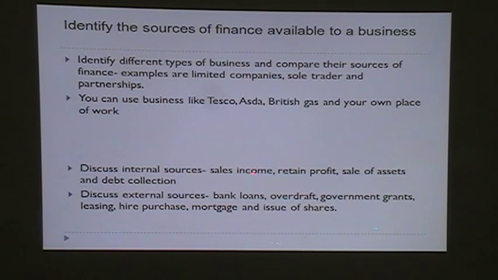For example, sales income or revenue, retained profit, sale of assets, and debt collection from debtors. The second part is for you to discuss and analyze external sources. For example, the bank loans, the overdraft, the government grants, leasing, hire purchase, mortgage, and issue of shares.